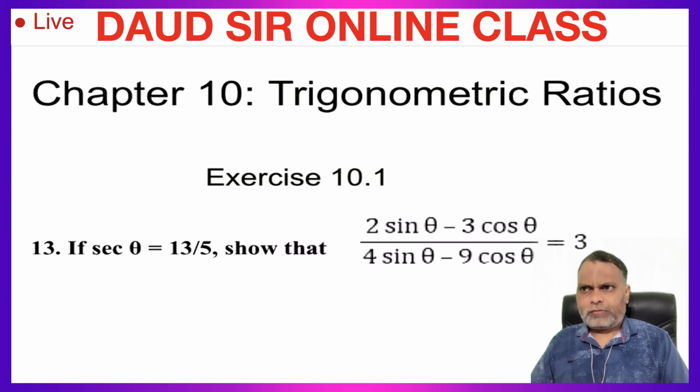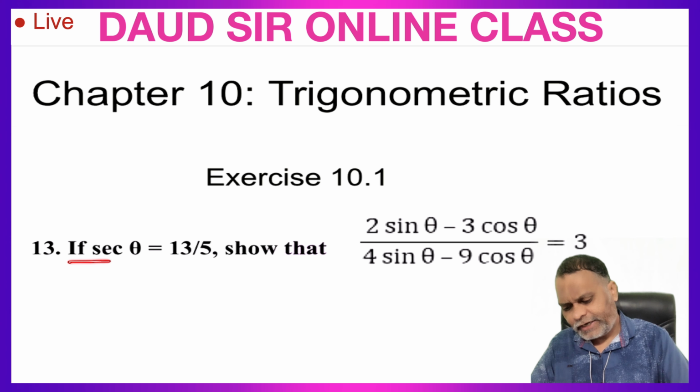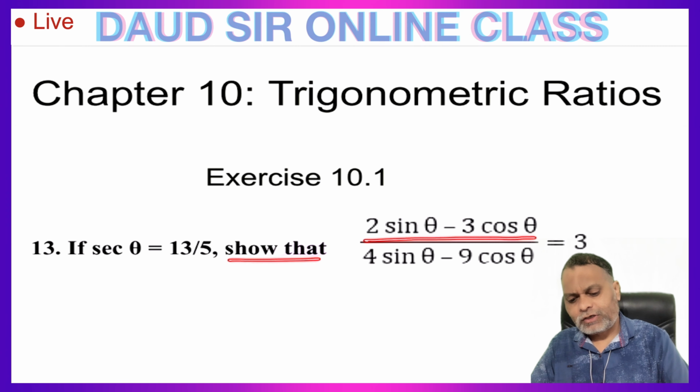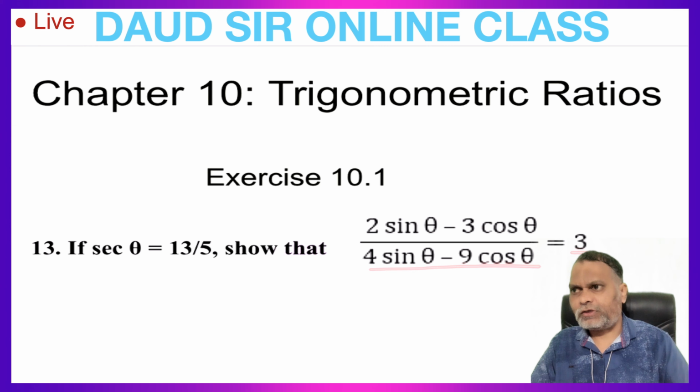Dear students, today trigonometric ratios of class 10th R.D. Sharma, chapter 10, exercise 10.1. We will continue. Question number 13. If sec theta is equal to 13 upon 5, then show that (2 sin theta minus 3 cos theta) upon (4 sin theta minus 9 cos theta) is equal to 3.